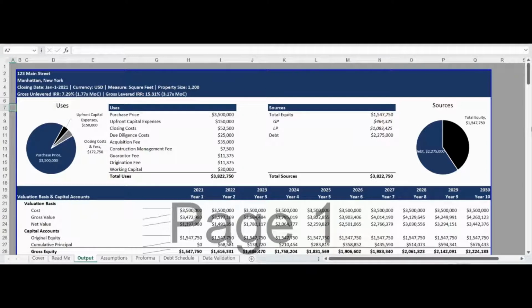The report begins with the sources and uses presented in data table and visualized with pie charts. The uses shows how capital will be allocated on closing for the investment, while the sources shows where the capital will come from.